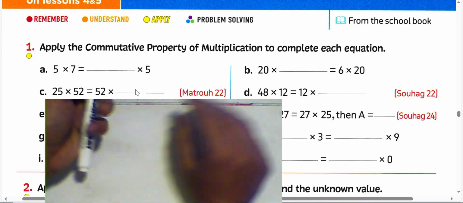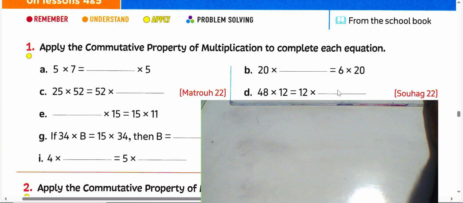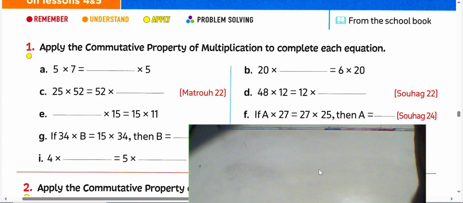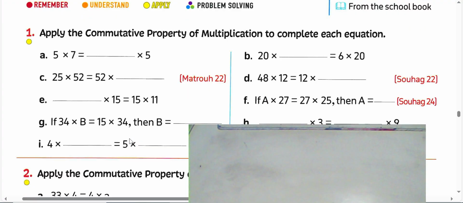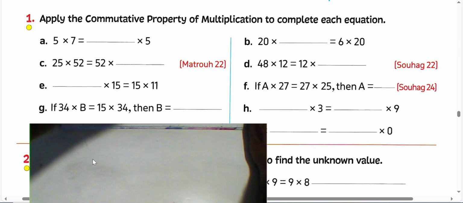Also 48 times 12. Here write with me. 48 times 12 equals 12 times 48. Here 11 times 15 equals 15 times 11. A times 27 equals 27 times 25. Then A will be what? We have here 25. The value of A equals 25. We have this property also. 34 times B equals 15 times 34. The value of B equals 34.